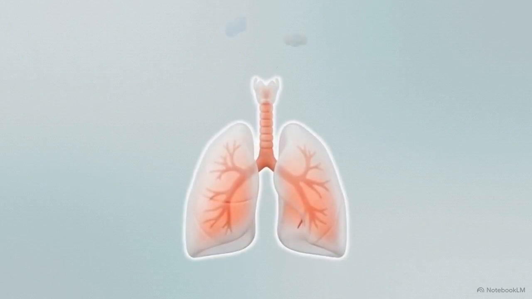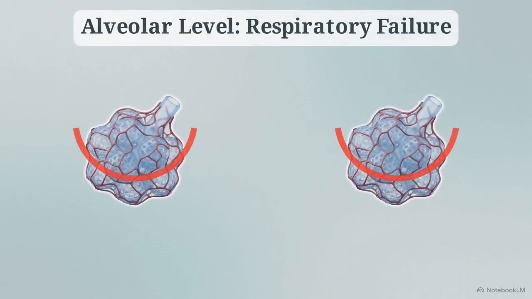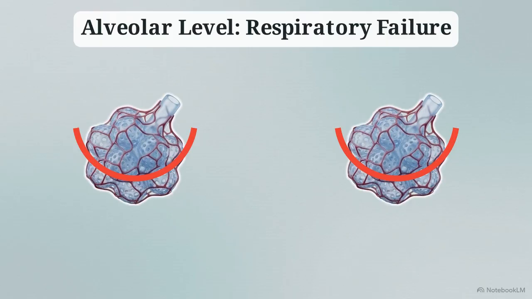When a patient goes into respiratory failure, you are essentially solving one of two mechanical problems. You are either failing to get oxygen into the blood, or you are failing to clear carbon dioxide out of it. This diagram illustrates the distinction at the alveolar level.